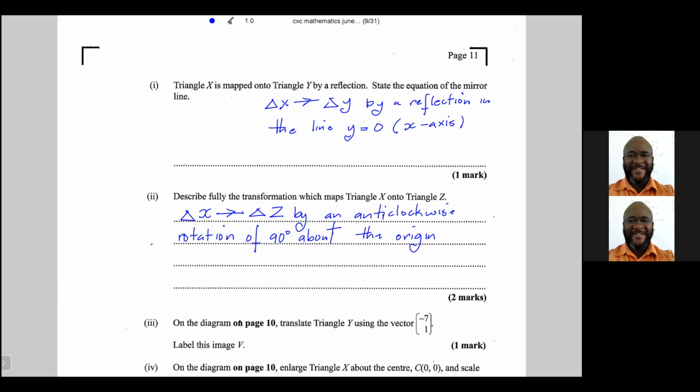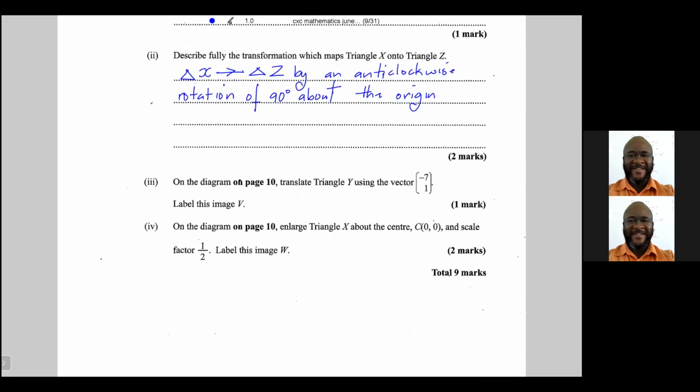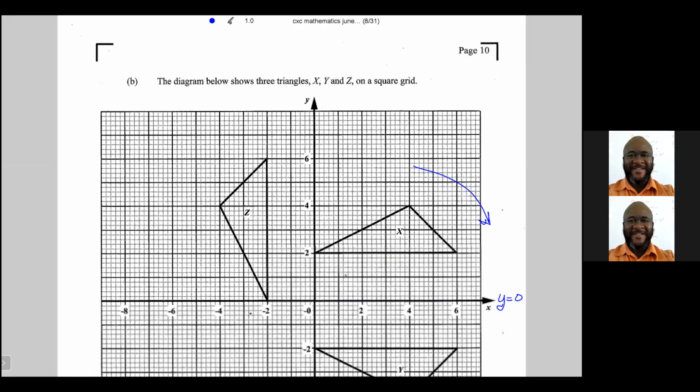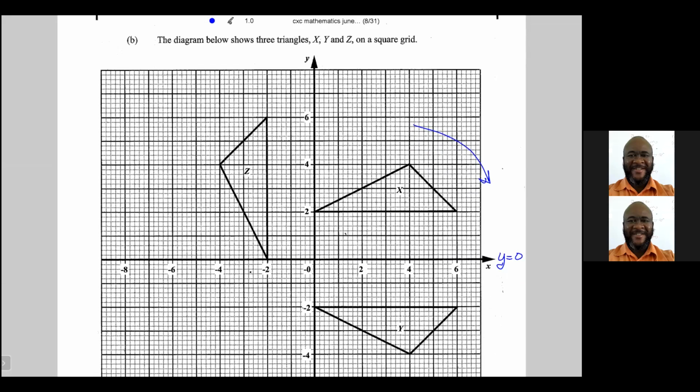All right, this says on the diagram on page 10, translate triangle Y using the vector -7, 1, label its image B. So let's do this translation. We're to translate triangle Y using the vector -7, 1. So where is Y? This is Y here.